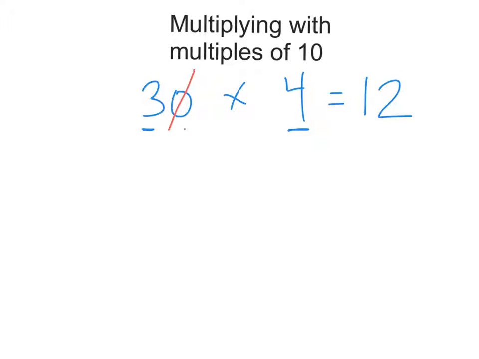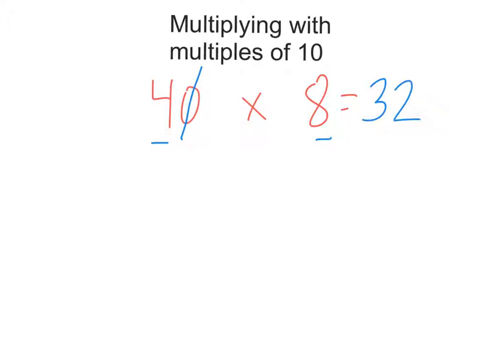Multiplying with multiples of 10 seems hard at first, but it's actually quite easy. So let's do an example. 30 times 4. Well, what we do is we take out the 0. I cross out the 0, let's not think about it now. And then I'm left with 3 times 4, which I know is 12. Then I just tack on the 0 to my answer, and I have 120 as an answer.